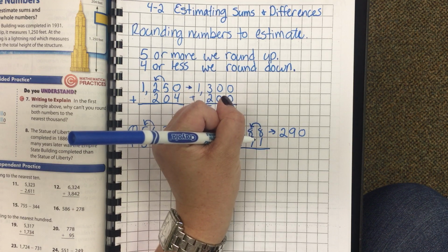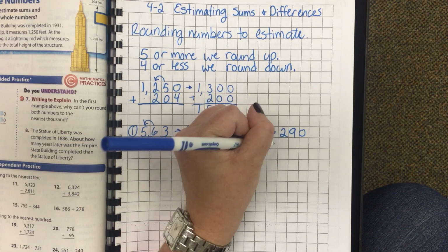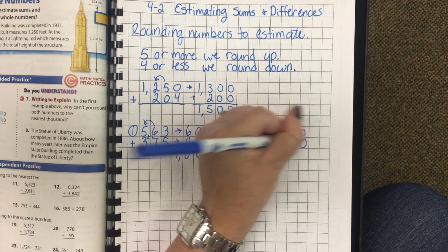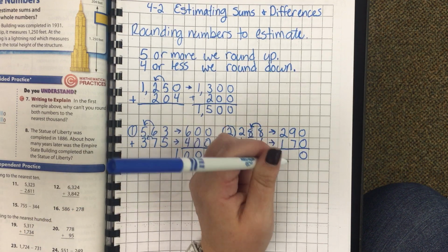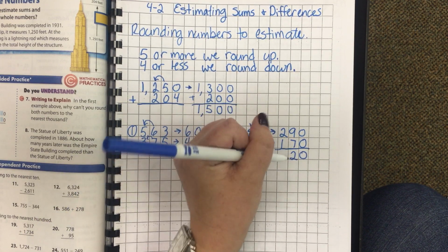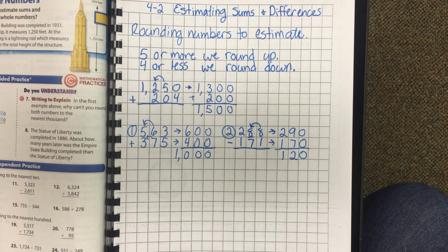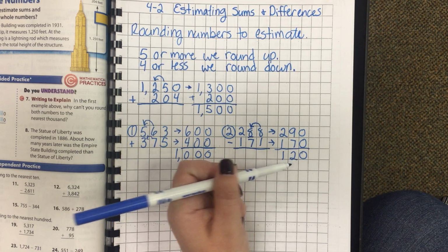171, that 1 is going to change the 7, yes or no? No. So 170. 0 minus 0, 0. 9 minus 7, 2. 2 minus 1, so about 120. If I were to round it by the hundreds, instead of 288, it would be 300. Instead of 171, it would be 200. And I would just be doing 300 minus 200, which is 100. 100 isn't that far off from 120.